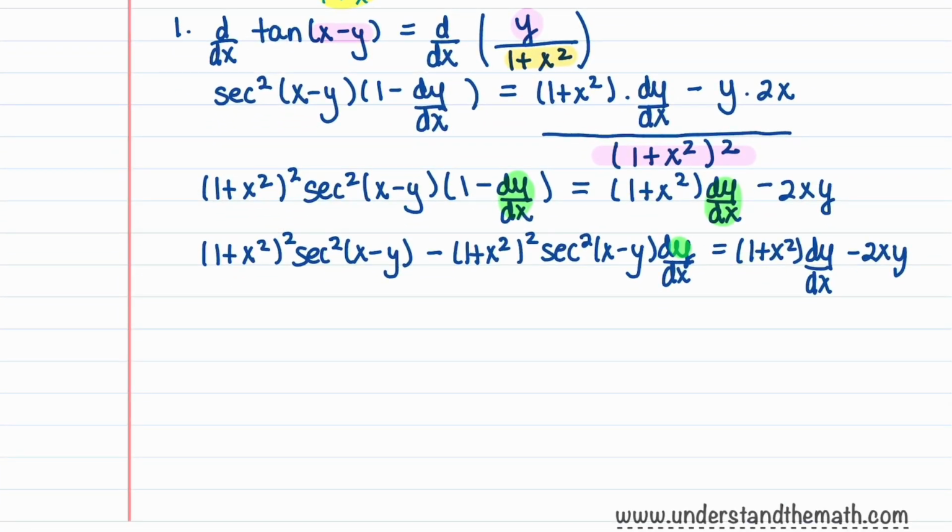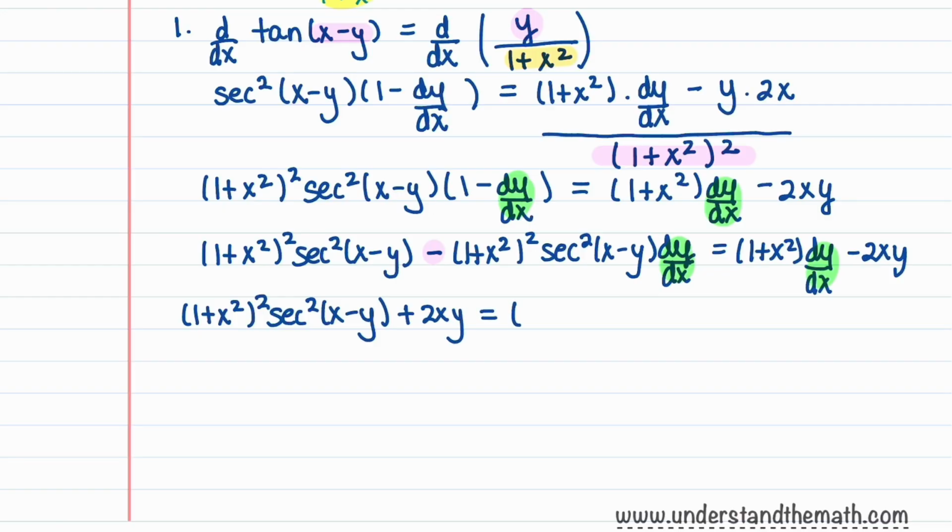Now what we're going to do is pull everything with a dy/dx onto one side and everything else on the other side. I'm thinking because we have a negative right here, it's probably going to be best to pull the dy/dx terms to the right and everything else to the left. So let's write this as (1 plus x squared) squared, secant squared of x minus y. And we're going to pull the 2xy from the right to the left. So we add 2xy.